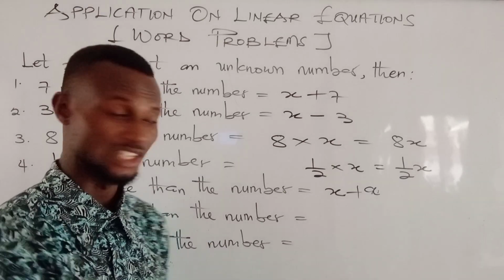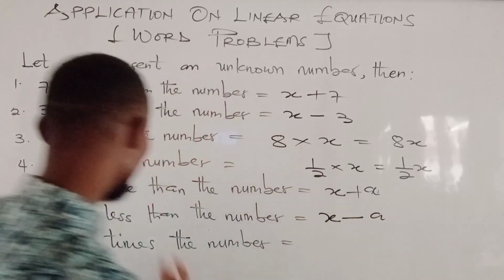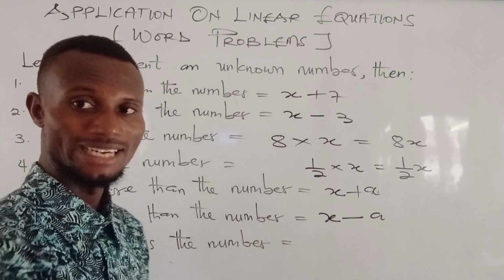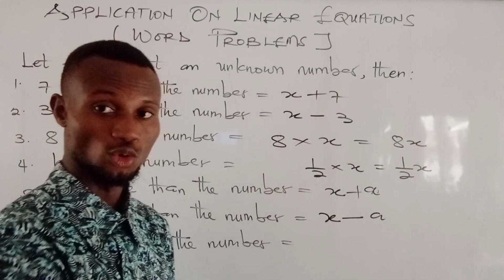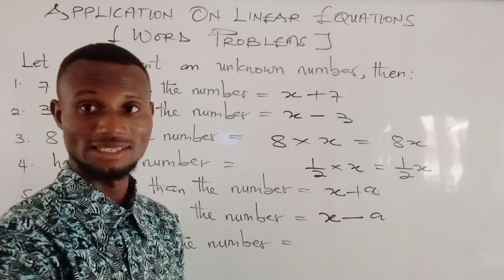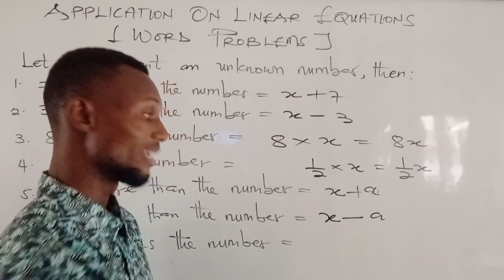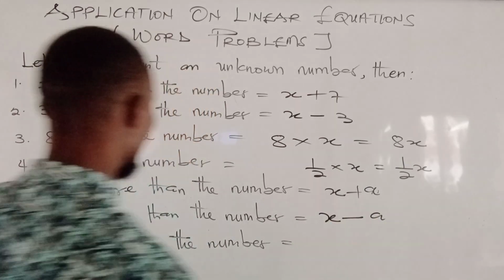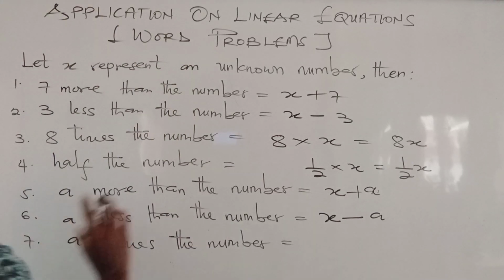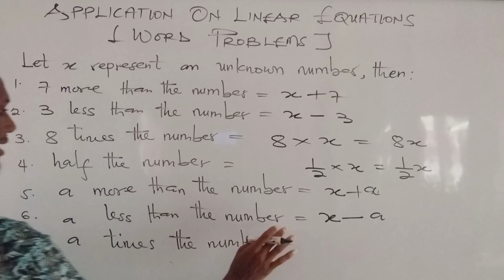I hope you agree with me. So it's going to be s minus a. Okay, a is less than the number. The number is s and a is less than it. So writing an expression in terms of s for it is going to be s minus a. So this is the answer for writing an expression in terms of s for a less than the number.